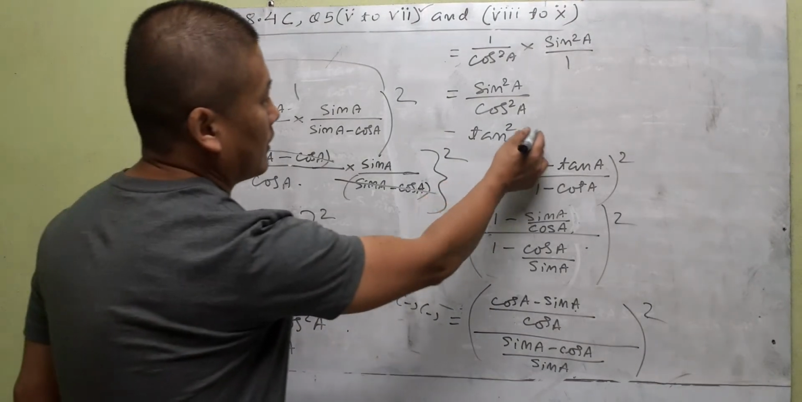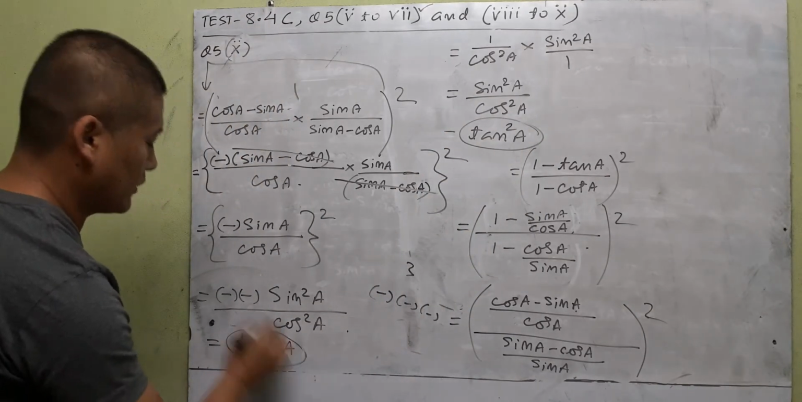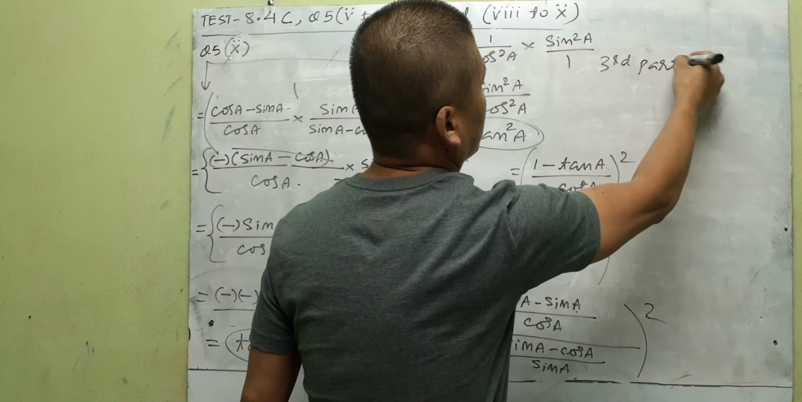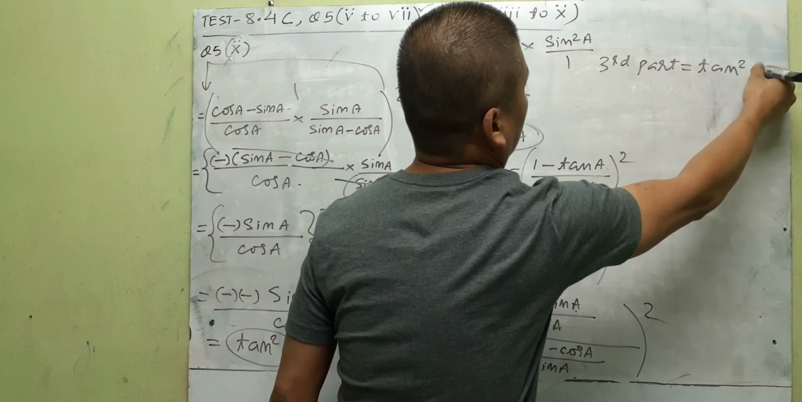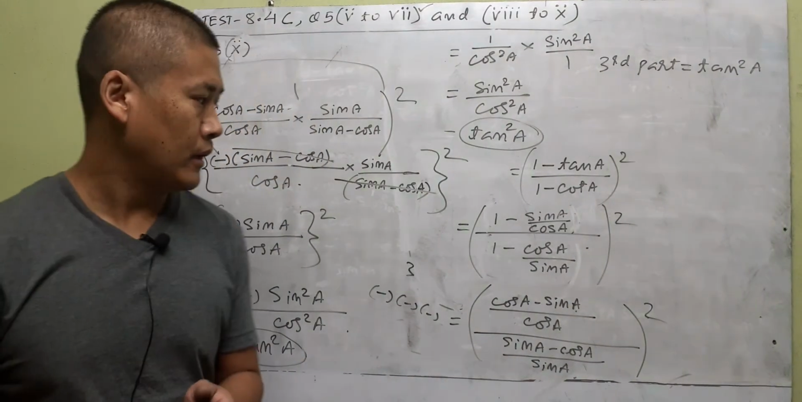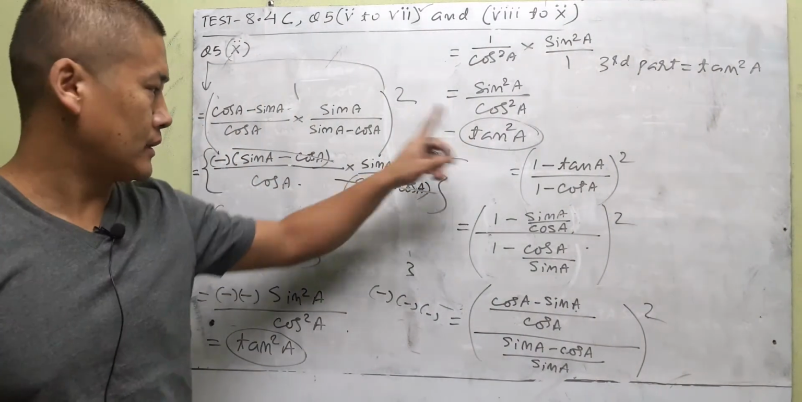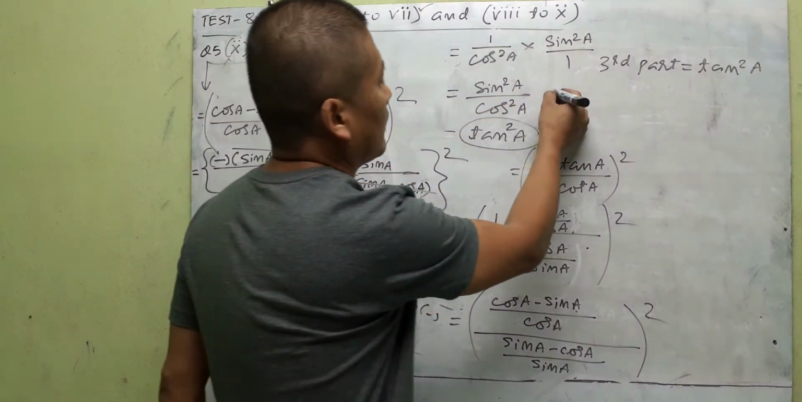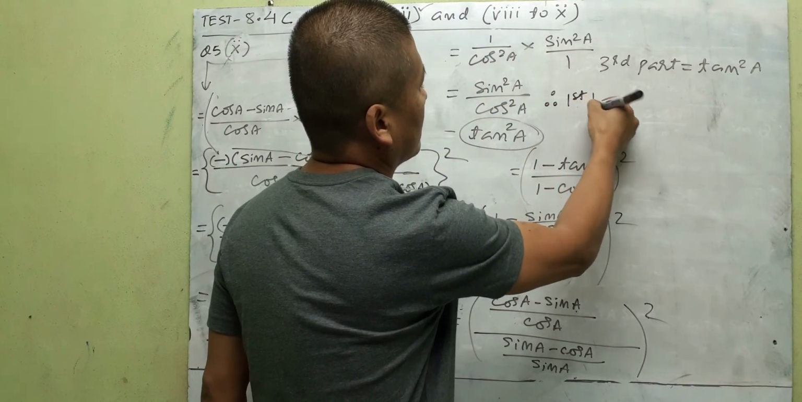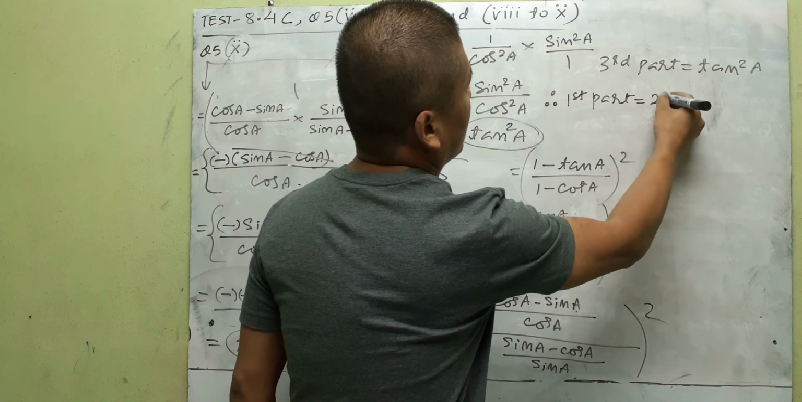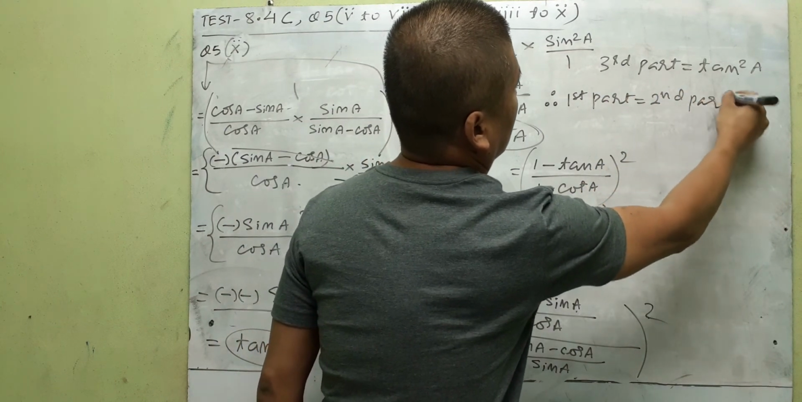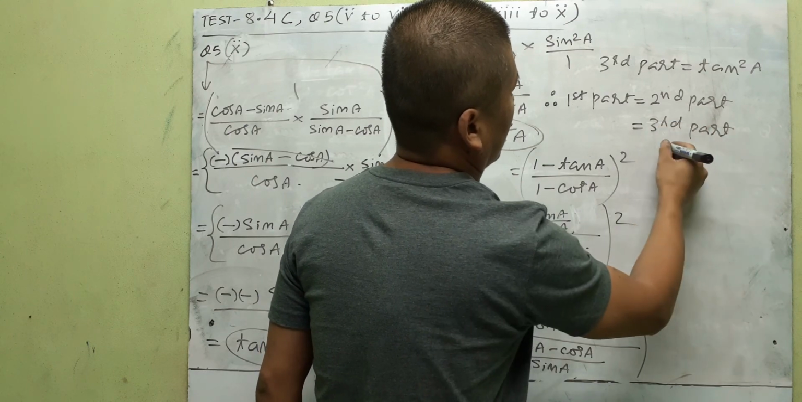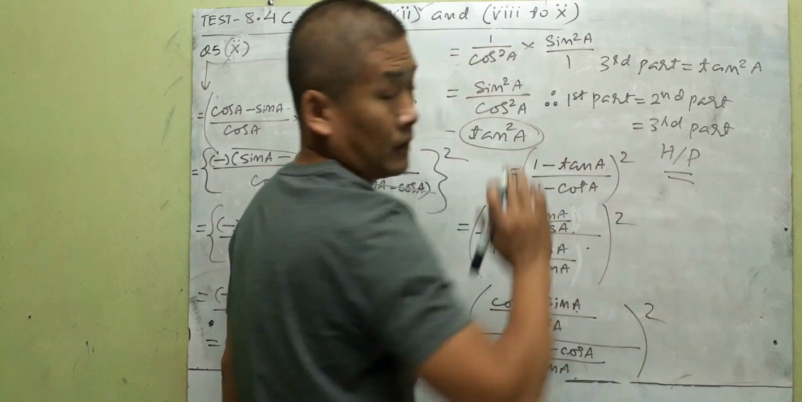First part is also tan square A. Second part is also tan square A. Now how about the third part? Third part, you look there in your text, it's already tan square A. Means first part is tan square A, we have shown that. Second part also can be changed to tan square A. Third part is already tan square A, means that expression is correct. So first part is equal to second part is equal to third part, already proved above. Therefore, hence proved.